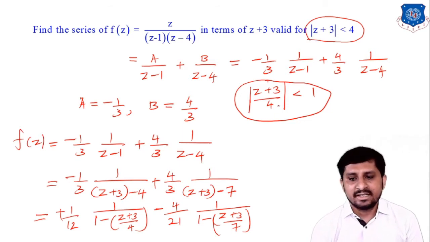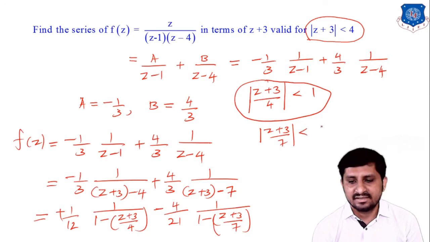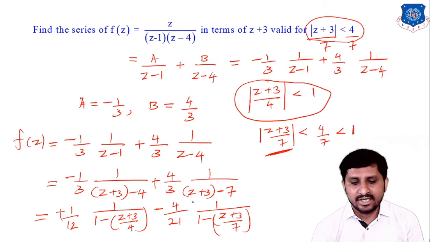Now mod z plus 3 by 4 less than 1. So can I write mod z plus 3 by 7 less than 4 by 7, because mod z plus 3 less than 4? Both sides I multiply by 1 by 7. So mod z plus 3 by 7 less than 4 by 7, and we know that 4 by 7 is less than 1. So now I want to use mod z plus 3 by 4 less than 1 and mod z plus 3 by 7 less than 1 here.